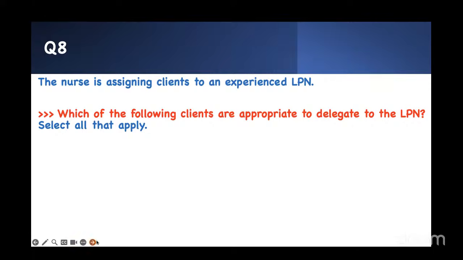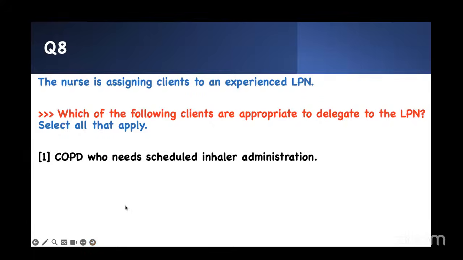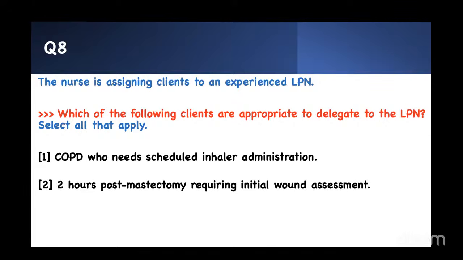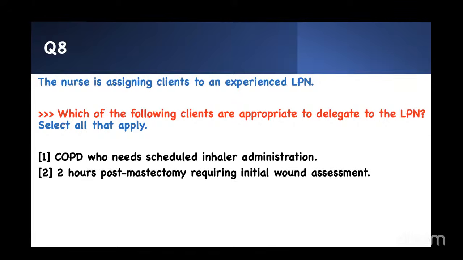And therefore, what do you think? COPD patient, you need a scheduled inhaler administration. I just said most medication. Most medication means most medication. And a COPD patient who needs an inhaler is okay. It's acceptable for the LPN to take care of. Number 2, 2-hour post mastectomy, requiring the word initial wound assessment, should give you a pause.